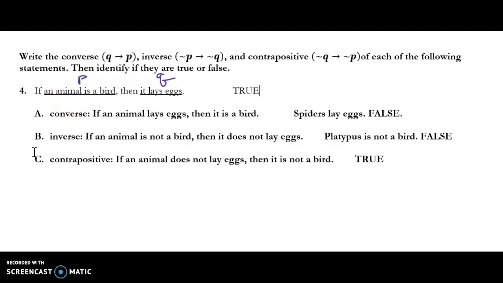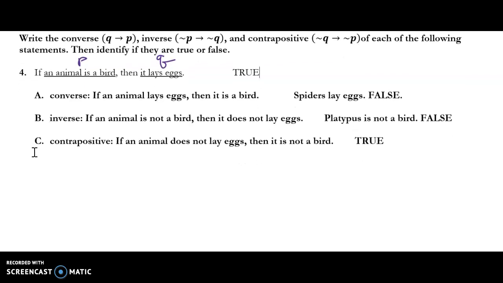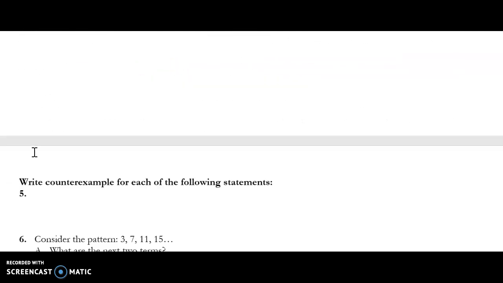Now, if the initial statement is true, the converse and inverse, they could be true as well, but know that they're kind of linked together. The original conditional and the contrapositive have the same truth value. The inverse and the converse always have the same truth value as well. Okay?